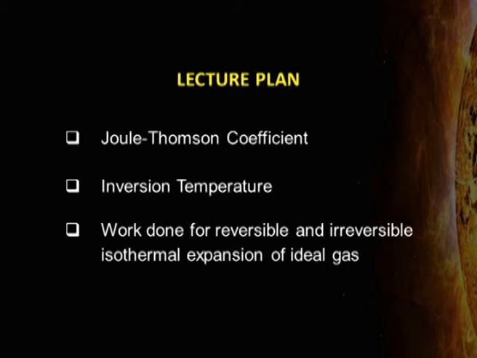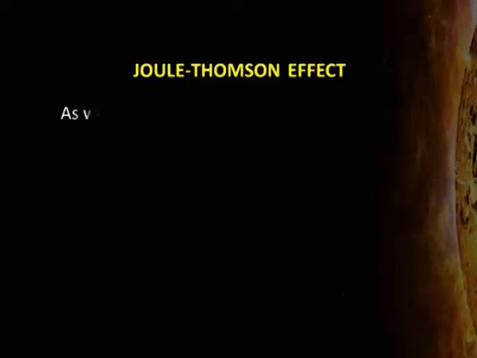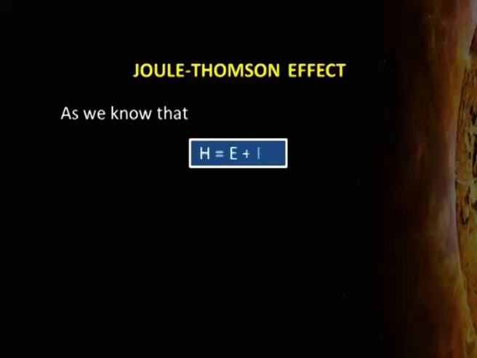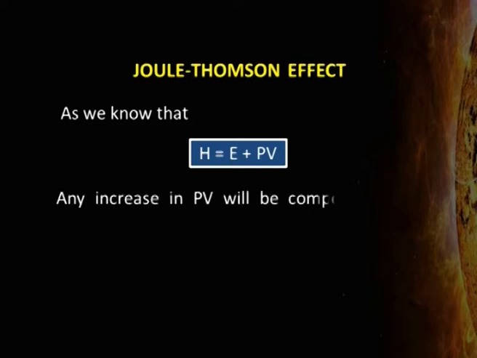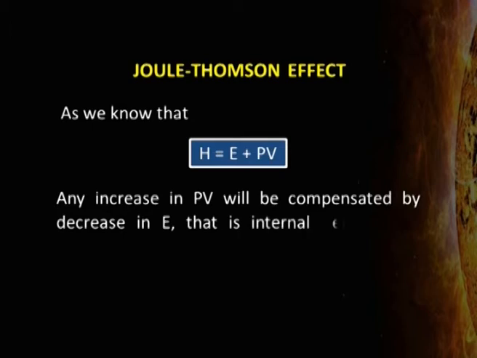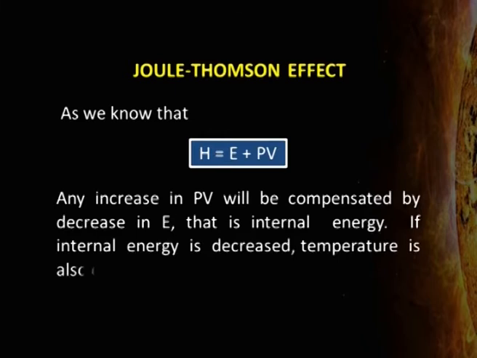of ideal gas. In the previous lecture we have shown that Joule Thomson's expansion of a gas is carried out at constant enthalpy. As we know that H is equal to E plus PV, any increase in PV will be compensated by a decrease in E, that is internal energy. If internal energy is decreased, temperature is also decreased. Hence, final temperature is less than initial temperature.